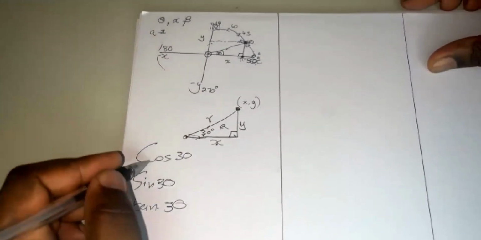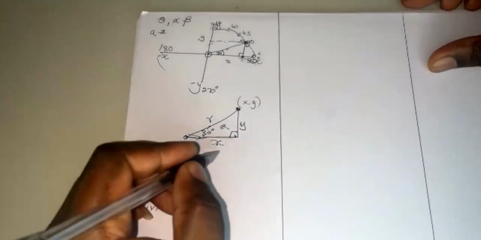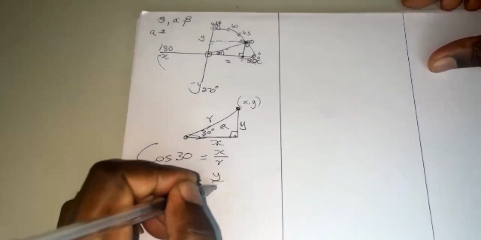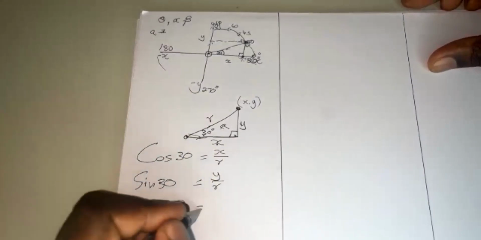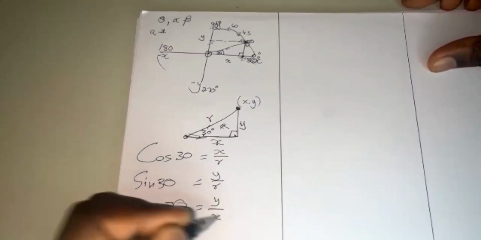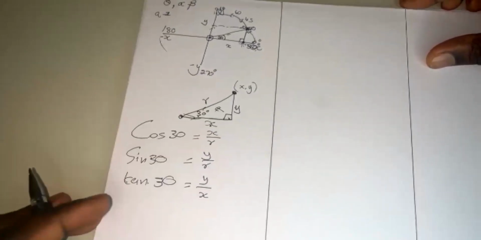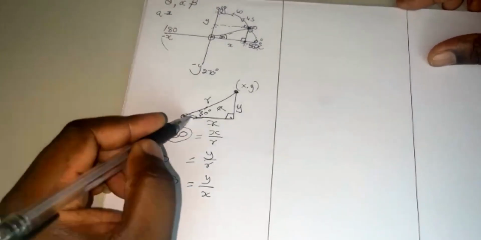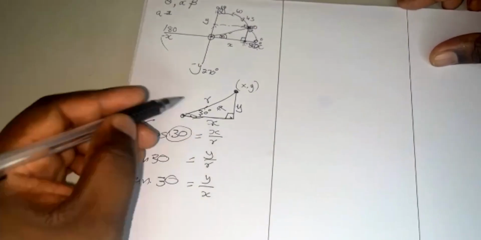So since we know that cos angle is equal to x over r, sine angle is equal to y over r, while tan angle is equal to y over x. So this is what we mean when we say the trig ratios. Now the angle is 30. You see, the angle was on the elevation. Now we also have the inclined angle up there.